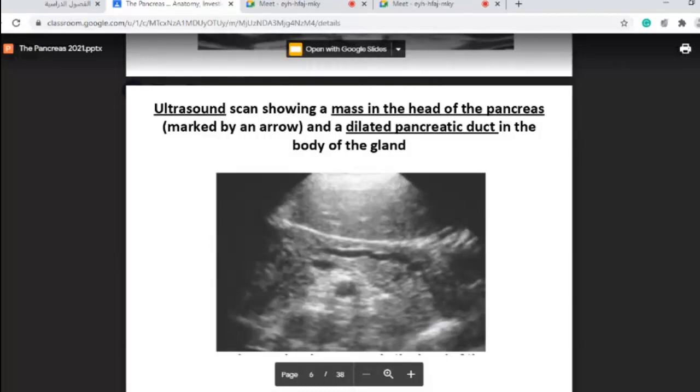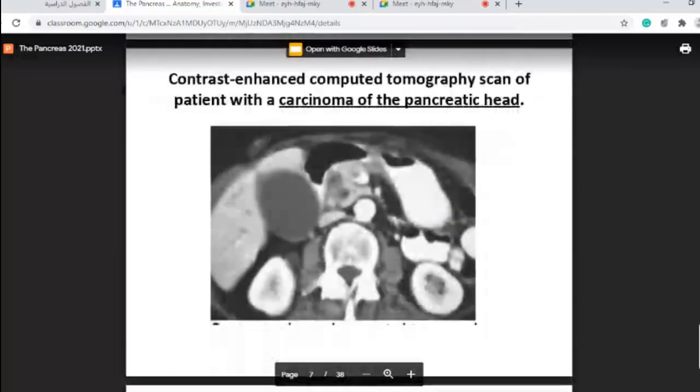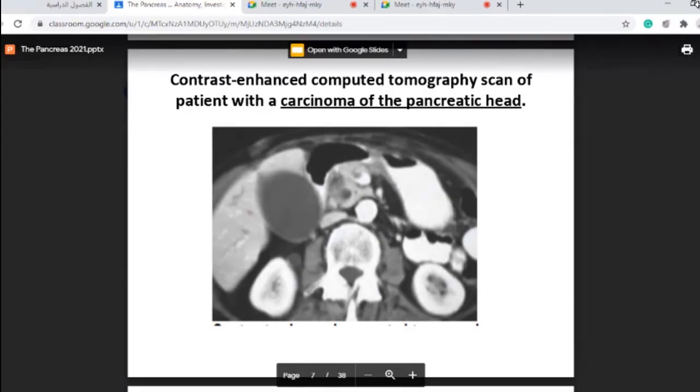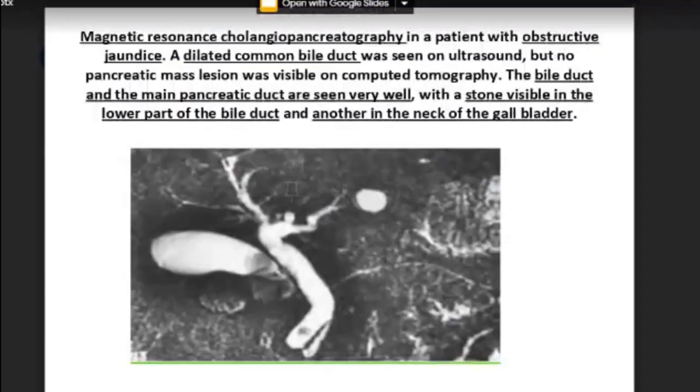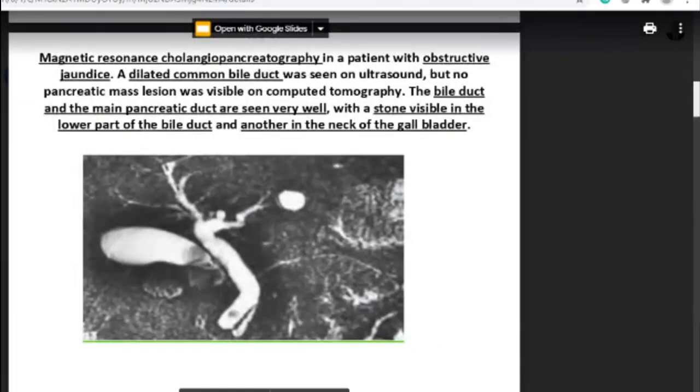Pancreatic duct. And this is the contrast enhanced computed tomography scan showing carcinoma of the head of the pancreas. This is magnetic resonance cholangiopancreatography, MRCP. Please, dear students, MRCP without contrast.